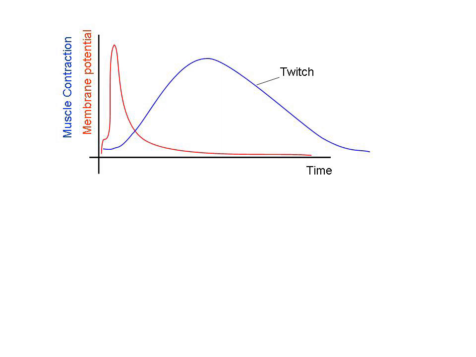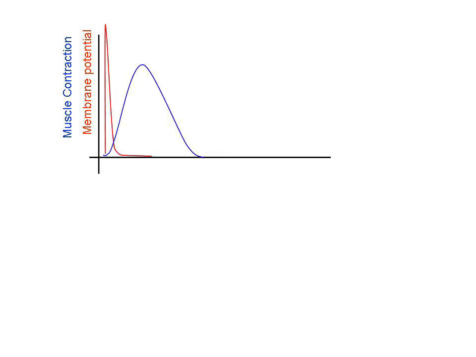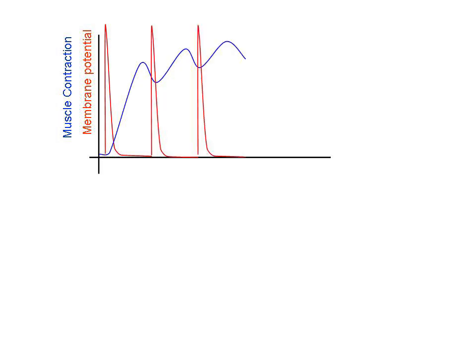Thus, how does striated muscle, skeletal muscle, produce sustained contractions? There are two mechanisms for that. The first is called summation, and summation is basically twitches that come one after the other.